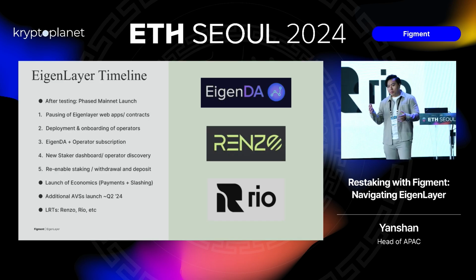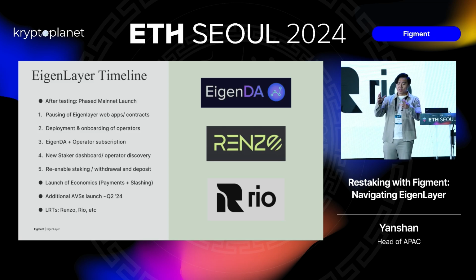In terms of the broader timeline, what we are looking at with EigenLayer right now is that they will have a phased mainnet launch in April. After the testing, of course, with the deprecation, the end of the life cycle for the Goerli testnet, migrating over to Holesky, that will have to be seen through before we go into the actual full mainnet launch. The first step here would be the pausing of EigenLayer itself, of all the web apps and the contracts, so that they can allow for controlled deployment of all the operators.